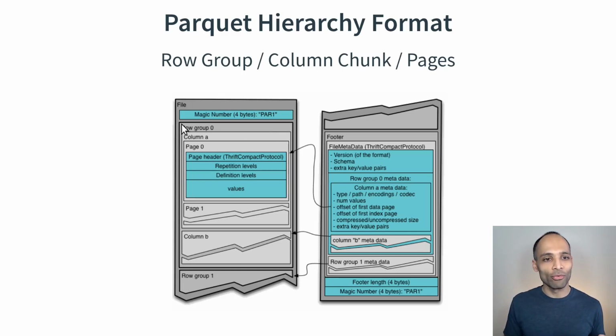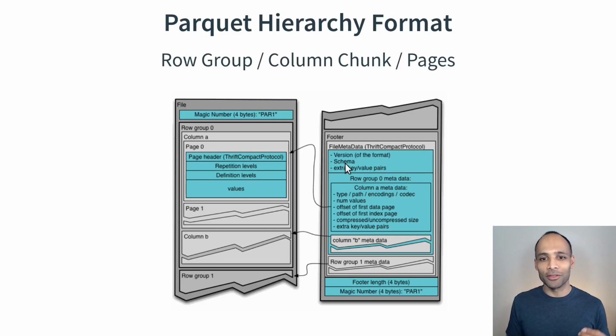Near the beginning, we have our first row group called row group 0, and after that, we have another row group 1. Within each row group, we have our first column called column A, and then another column chunk called column B. Within each column, we have a series of pages. Here's page 0, and here's page 1. Now, within the pages, we have our raw data or some information about how that data is organized. At the bottom of the file, there's something called the footer, which contains information about the file itself.